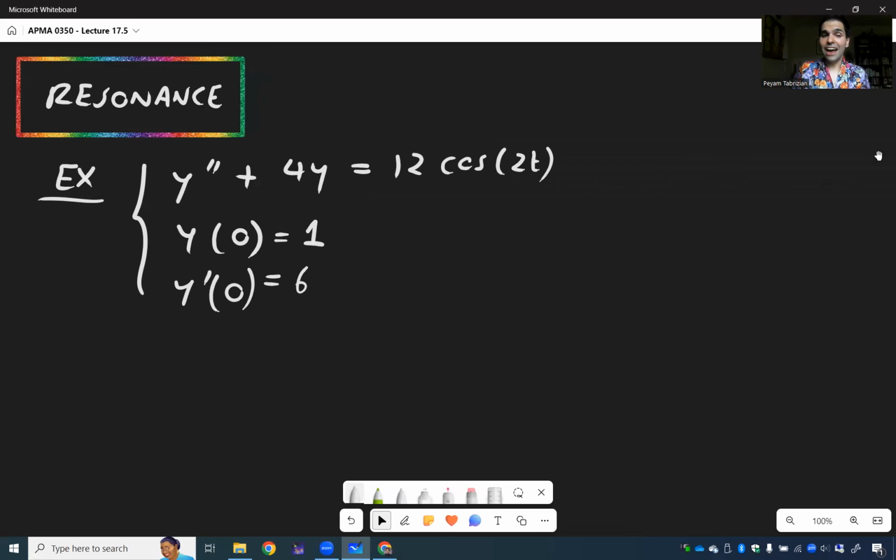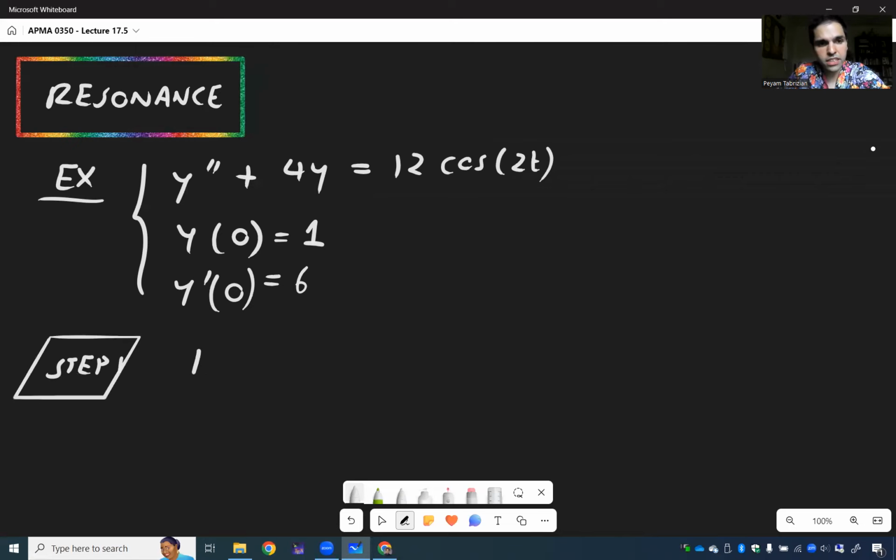In this grand finale, we will see what happens to the motion of our spring when there is resonance. And as you'll see, all hell will break loose. So let's consider y double prime plus 4y equals 12 cosine of 2t, with initial position 1 and initial velocity 6. So as usual, I just want to outline everything.